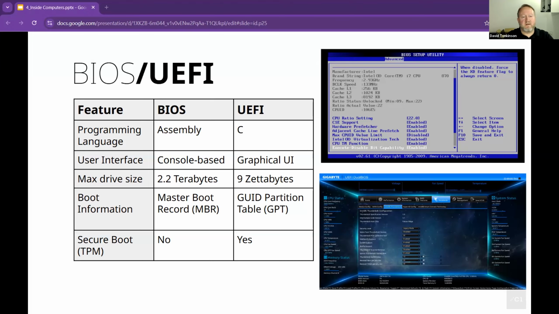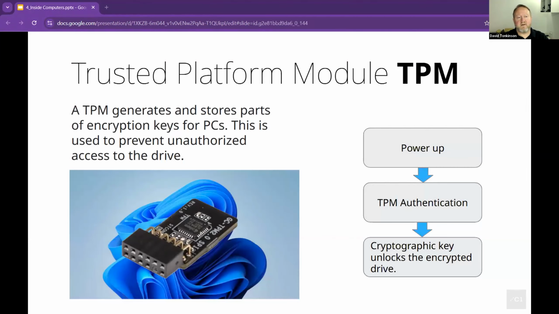One of the big changes was security. Secure boot and TPM weren't supported in BIOS, but are supported on UEFI. What that basically means is that there is a chip placed on the system, a TPM chip, and that chip will actually detect and check that the disk drive is supposed to be used with this particular system. Essentially, it's a form of encryption key for your PC. So when you power up the system, TPM authenticates it with a cryptographic key and then unlocks your encrypted drive.